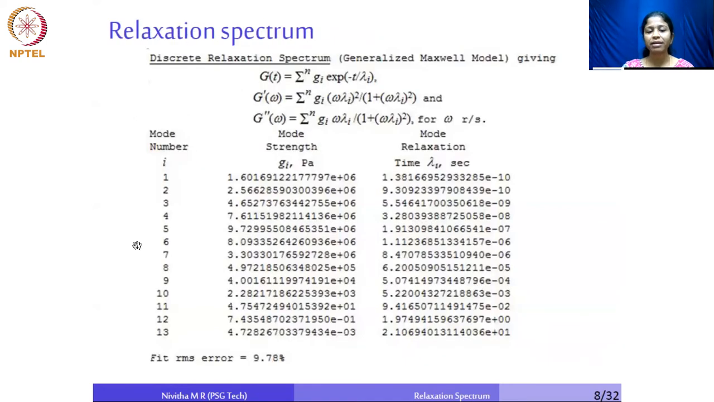Now, if I'm going to vary the temperature, I'm going to get a different set of results. Maybe the mode numbers would vary, the mode strength would vary, the relaxation time would vary. So that is understood, right?